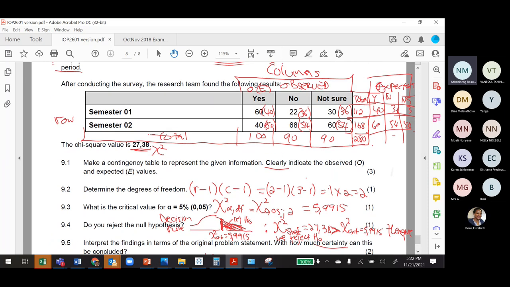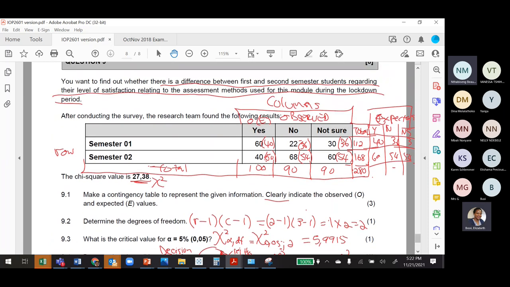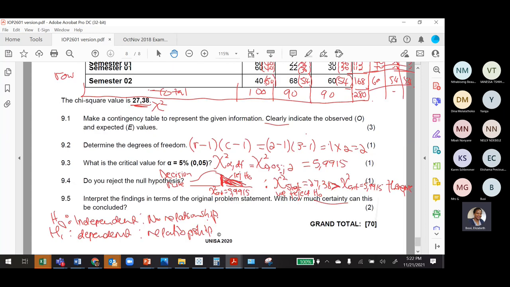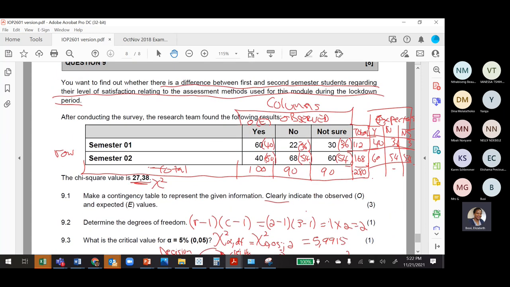Because this is the categorical difference between the two. But you can also state it in relation to the statement that was given: is there a difference between first and second semester students regarding their level of significance relating to the assessment method used in this module during the lockdown period? So in your null hypothesis you would have said there is no significant relationship, and in your alternative you would have said there is a significant relationship, because remember, this is a measure of relationships.